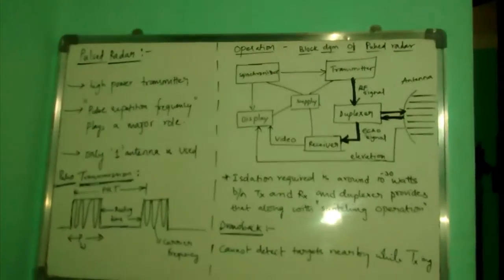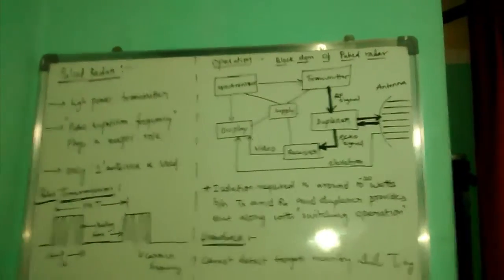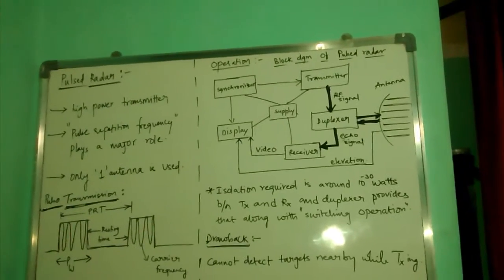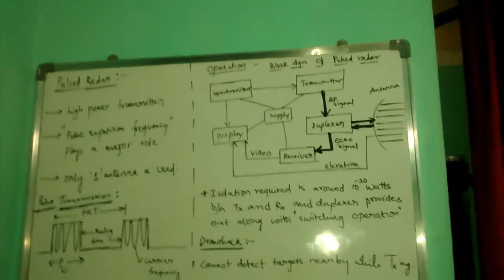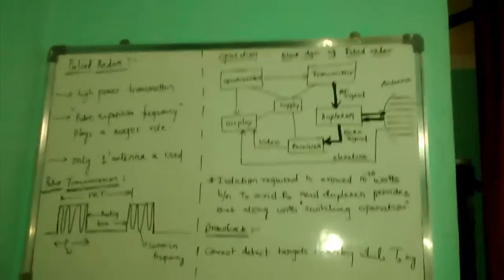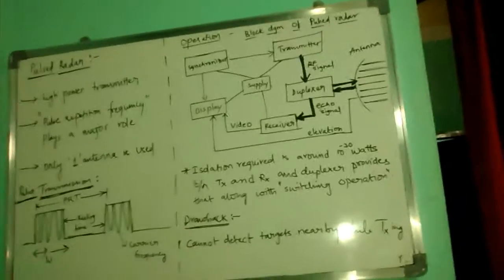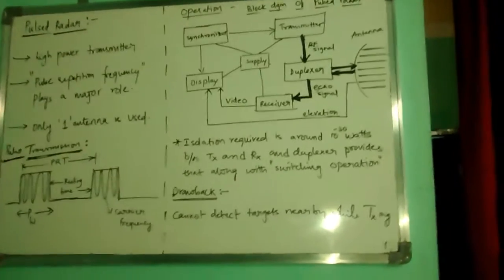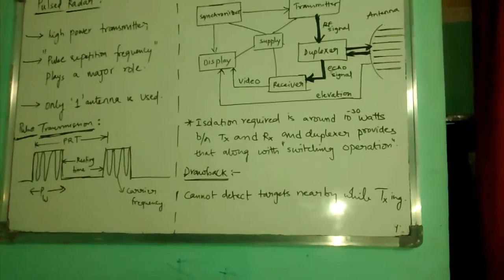The important features of pulsed radar are: first, it requires high power to transmit, whereas continuous wave radar requires only low power. One more feature is that pulse repetition frequency plays a major role here. And the third one is very important: only one antenna is used, whereas in continuous wave radar we use two antennas for receiving and transmitting.